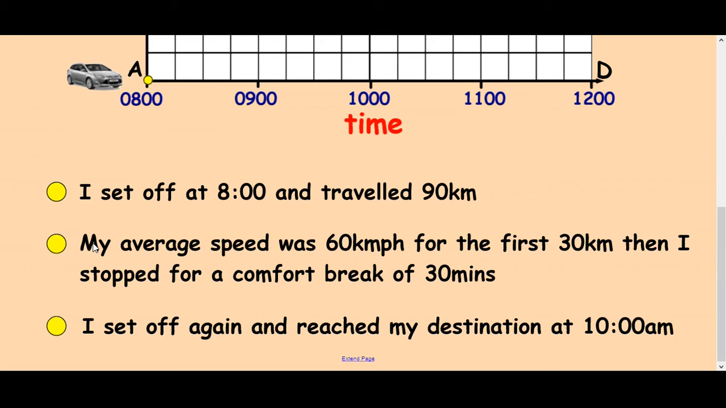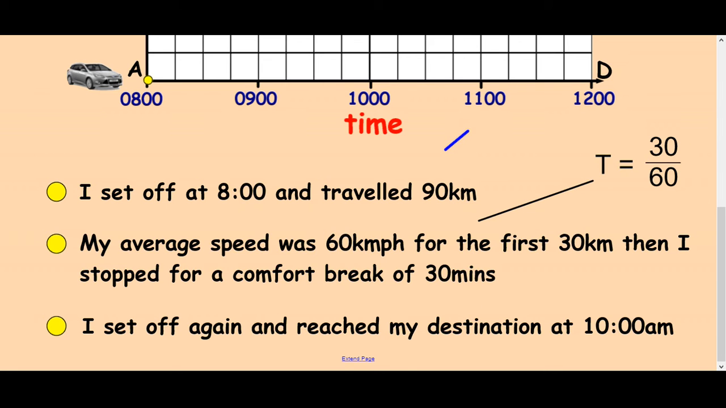But this bit's got some stuff. My average speed was 60 kilometres per hour for the first 30 kilometres. So I'm going to focus in on that. I know I travelled 30 kilometres, but I don't really know how long it took. This is where you've got to use your formula. Time equals distance over speed. So there's your distance, there's your speed. That works out to be, you can try your calculator, 0.5 or half an hour. So I know the first 30 kilometres took half an hour.